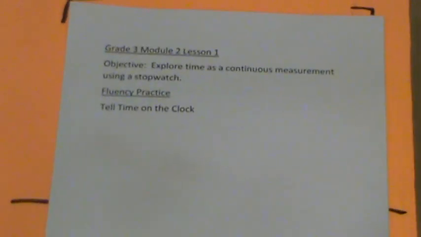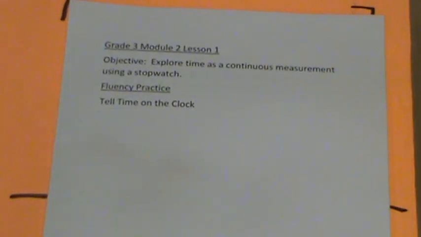We have a new module. We're now in module 2, and we're going to start module 2 with telling time. Let's get right to it. Read our objective. It says, explore time as a continuous measurement using a stopwatch. And our fluency practice is to tell time on the clock. So let's go right to that.